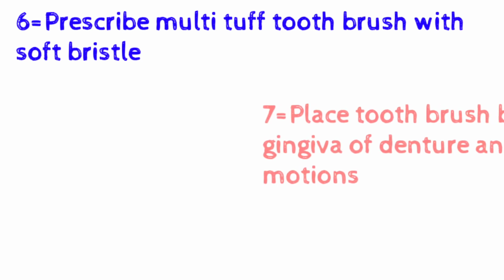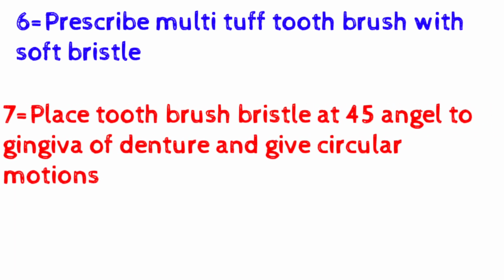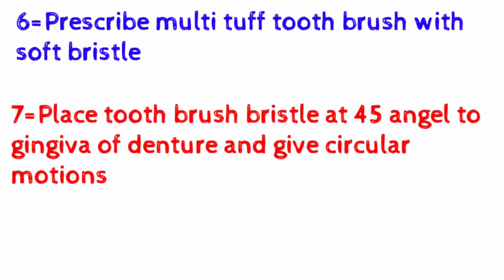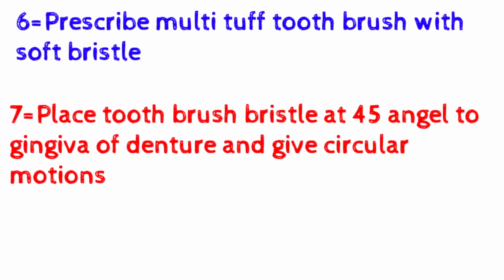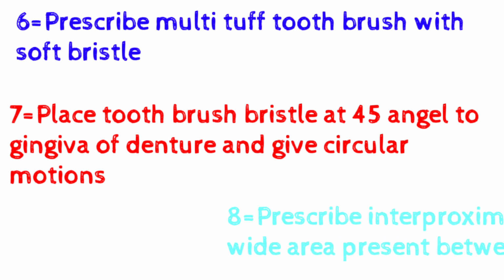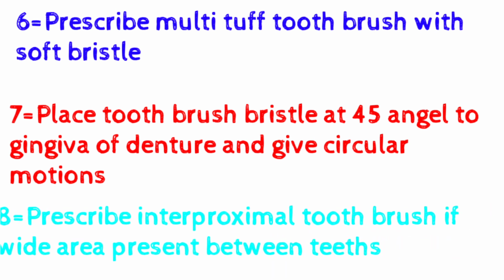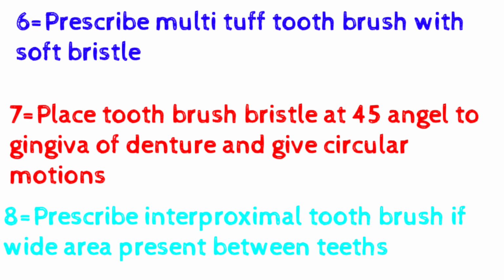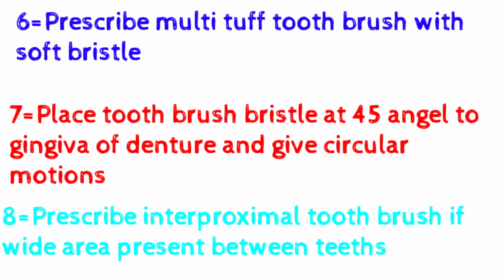Next, prescribe a multi-tuft toothbrush with soft bristles. And next post-insertion instruction, place the toothbrush bristles at a 45 degree angle to the gingiva of the denture and give a circular motion. This is the method to clean the overdenture. And next, prescribe an interproximal toothbrush if a wide area is present between teeth, so that there will be no interproximal plaque accumulation.